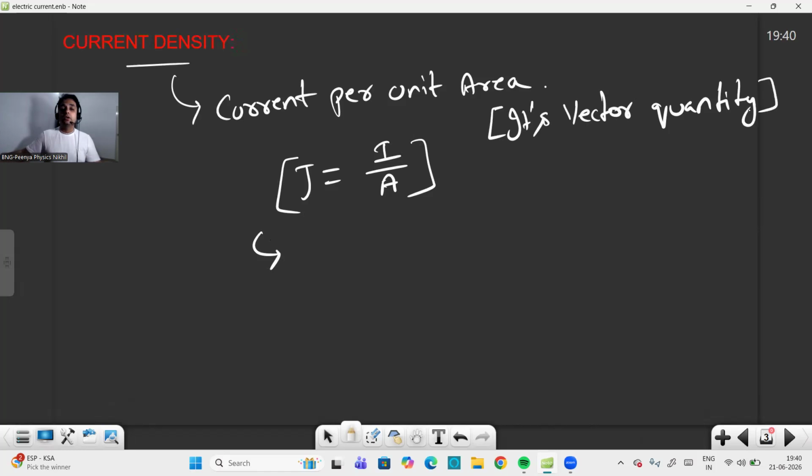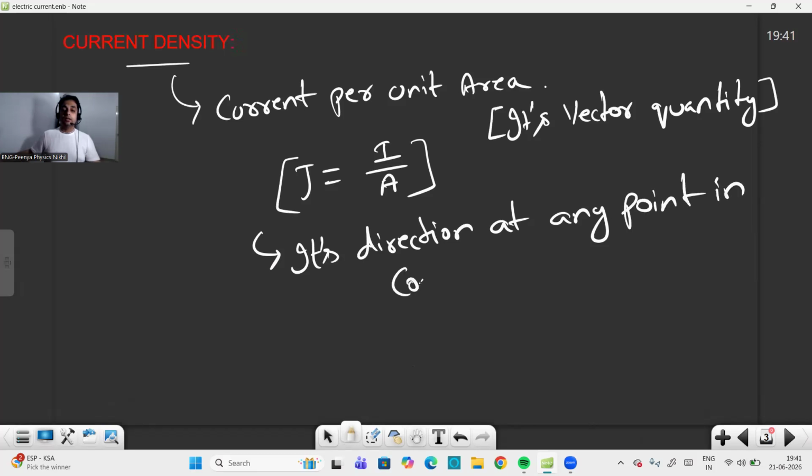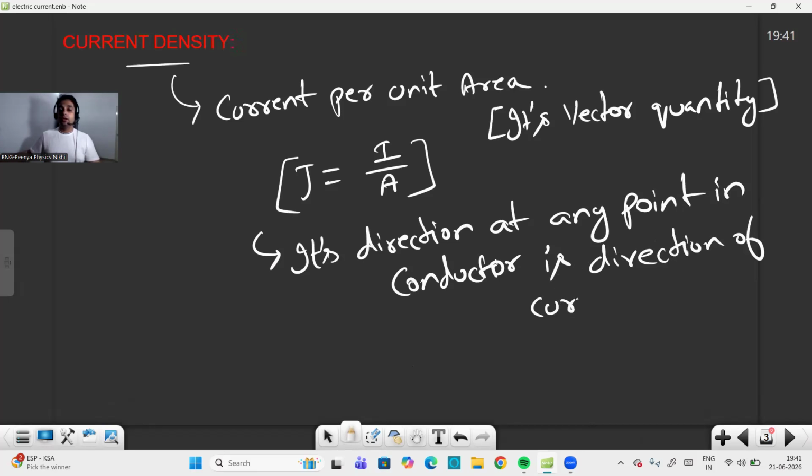So we can say that its direction at any point in a conductor is the direction of current at that point.